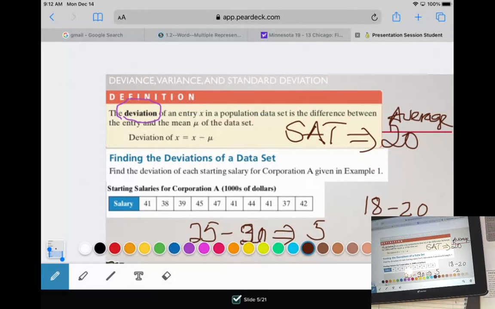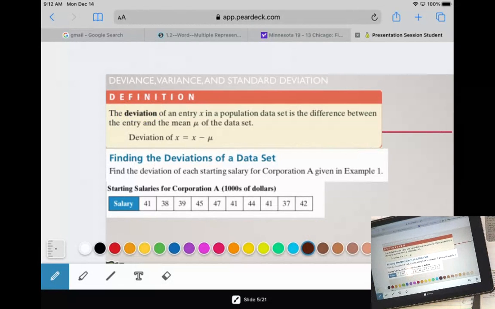So the deviation is the difference between where you are and the average. It sounds complicated, the word is deviation, but it really is the difference of your place compared to the mean. So where you are compared with the mean.